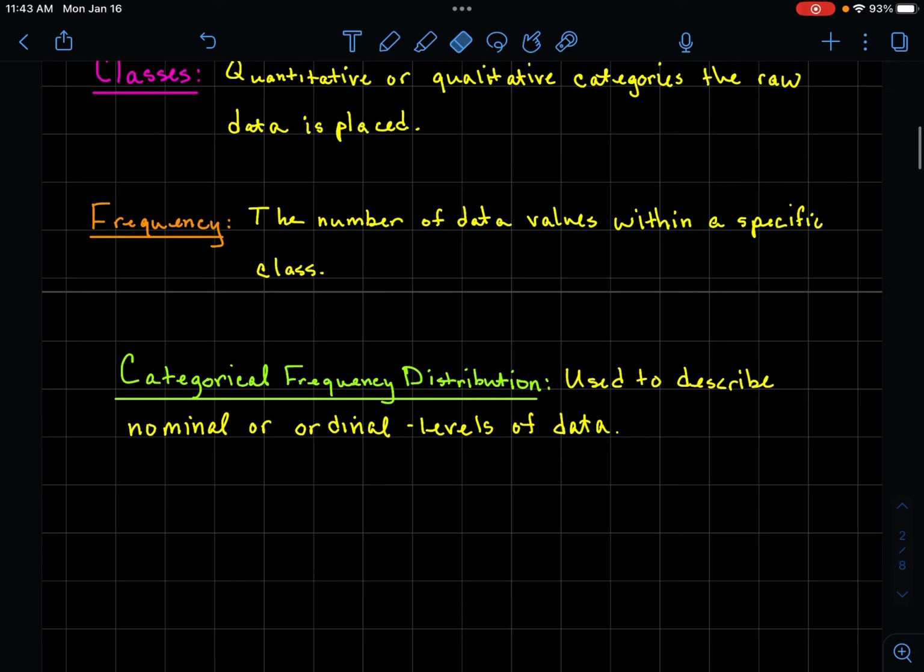And now we will make what we call a categorical frequency distribution. A categorical frequency distribution is used to describe nominal or ordinal levels of data. Just a reminder, nominal means that no class has ranking over another. There isn't a defined definition of one being better than the other. Whereas with ordinal, yes, there are different levels, but there's not a clear-cut interval between those particular classes.